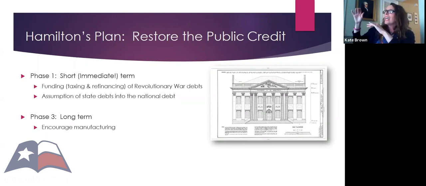Also, you could lower the tax rates on raw materials that are being imported into the United States so that, let's say, a textile manufacturer in New England will pay less for those imported raw materials and therefore overall reduce the costs of the goods that they will sell. Tax policy, that's Hamilton's first idea for encouraging manufacturing. His second idea is sort of straightforward.